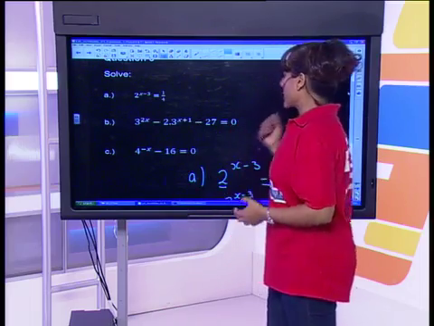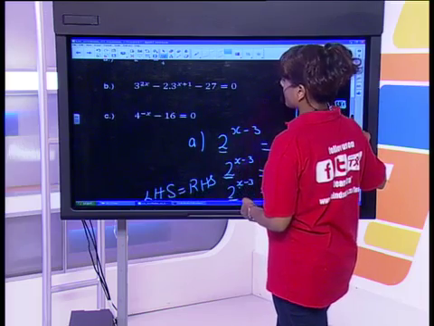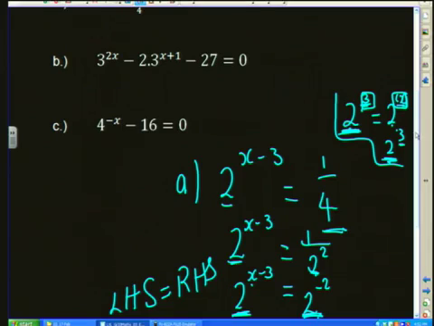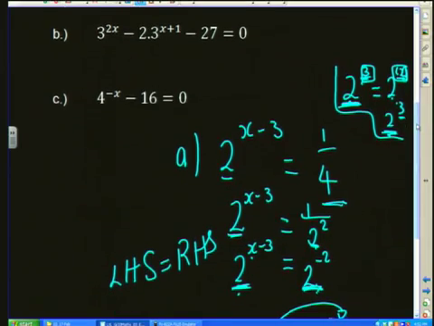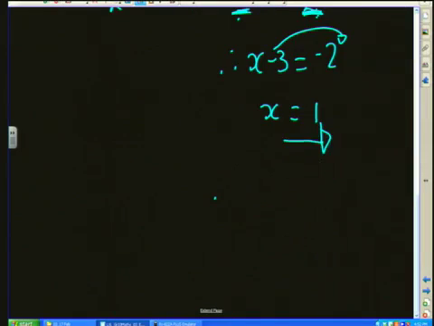Okay, so here, this one is looking slightly different. We've got 3 to the power, well, a lot different. 3 to the power 2x minus 2 times 3 to the x plus 1 minus 27. And I'm going to have to rewrite that at the bottom here so I can get some space. Okay, and this is b.